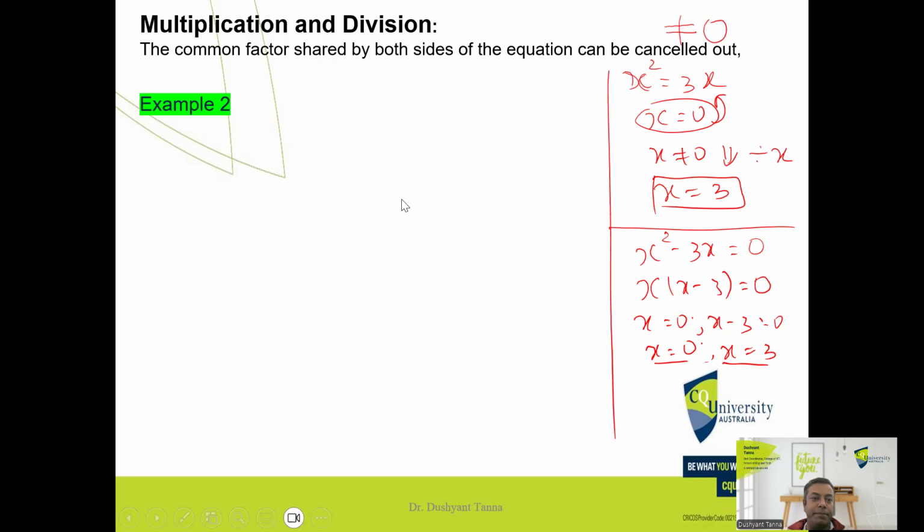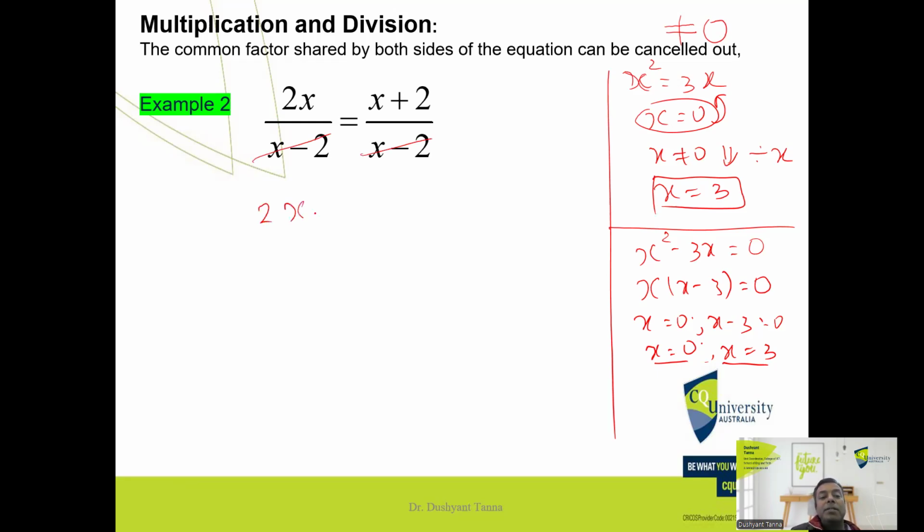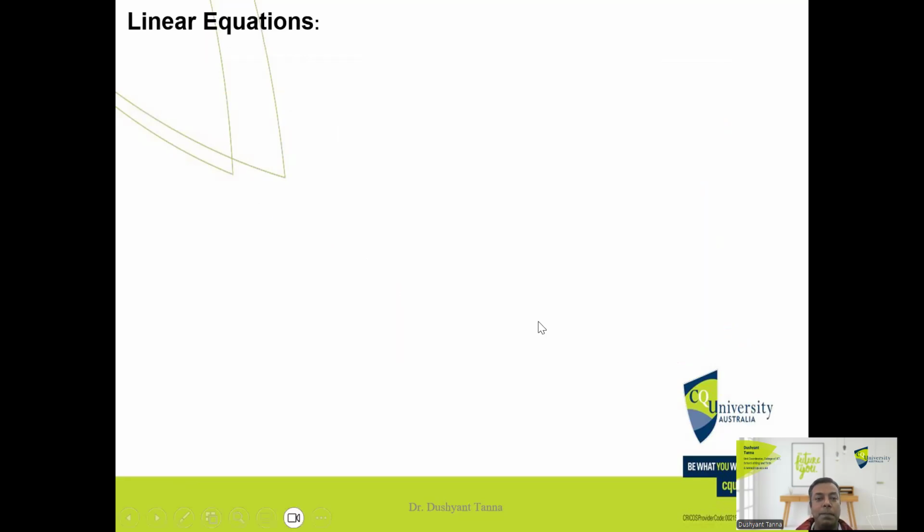Okay, let's look at an example. 2x over x minus 2 is equal to x plus 2 over x minus 2. Since it's already in a denominator, we cancel it because it's a defined term, so it's obviously non-zero. That means you can say 2x equals x plus 2, and we shift the x on the left, it becomes negative. 2x minus x becomes x is equal to 2, right? Okay.